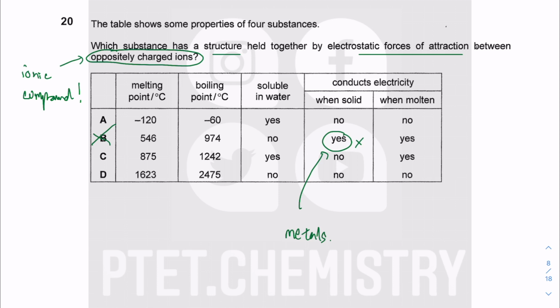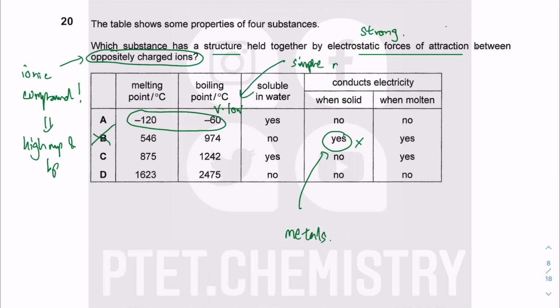Now you're looking for an ionic compound. An ionic compound has a strong electrostatic force of attraction called an ionic bond, so we're looking at a high melting point and boiling point. This one is very low melting point and boiling point. This refers to a simple molecular structure. So straight away you can cross out A because it has a simple molecular structure.